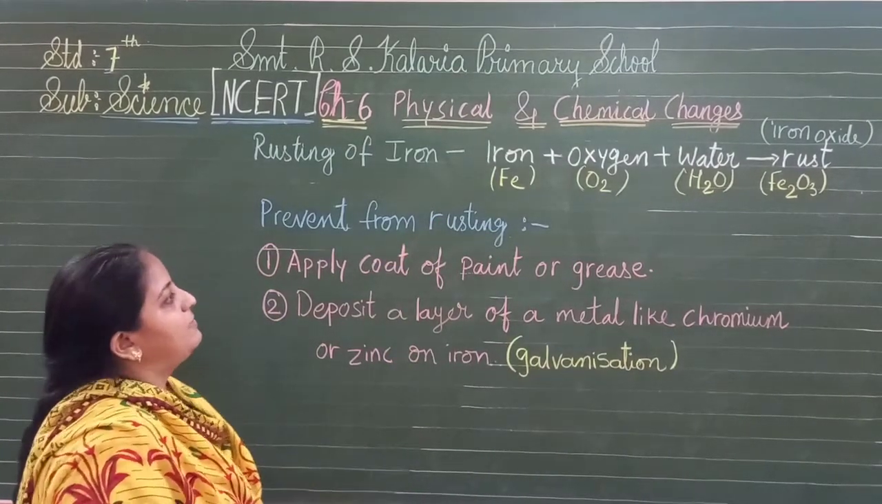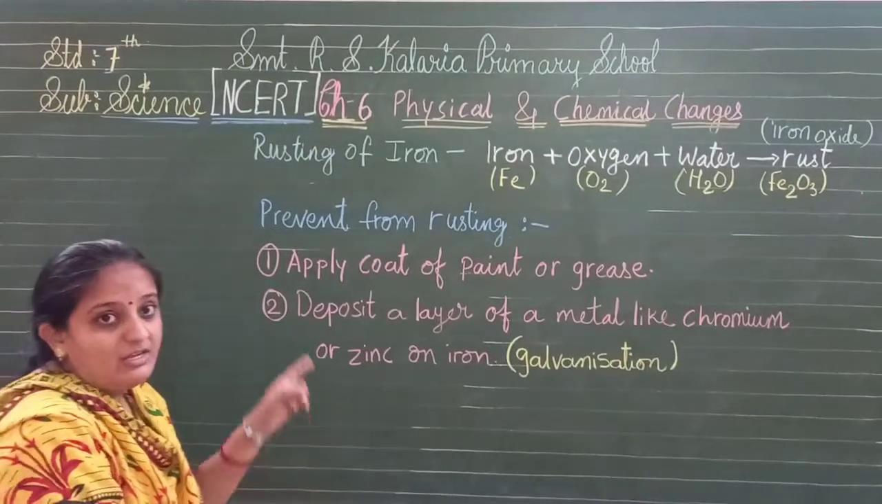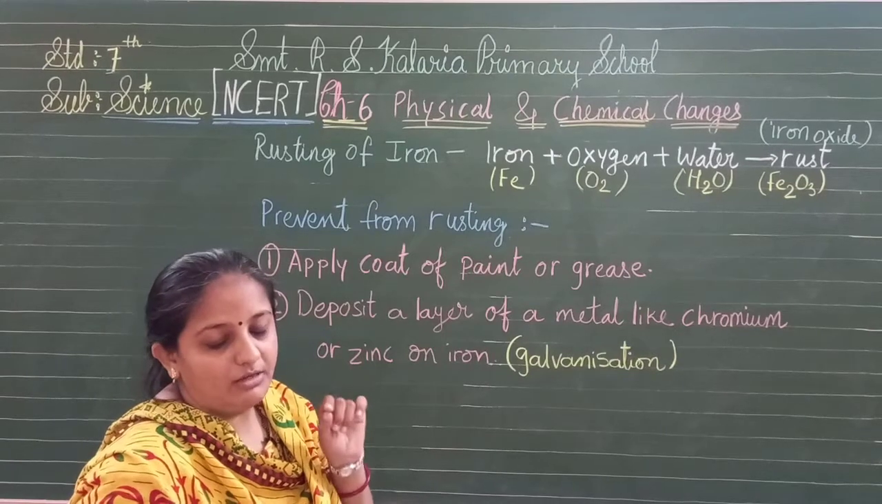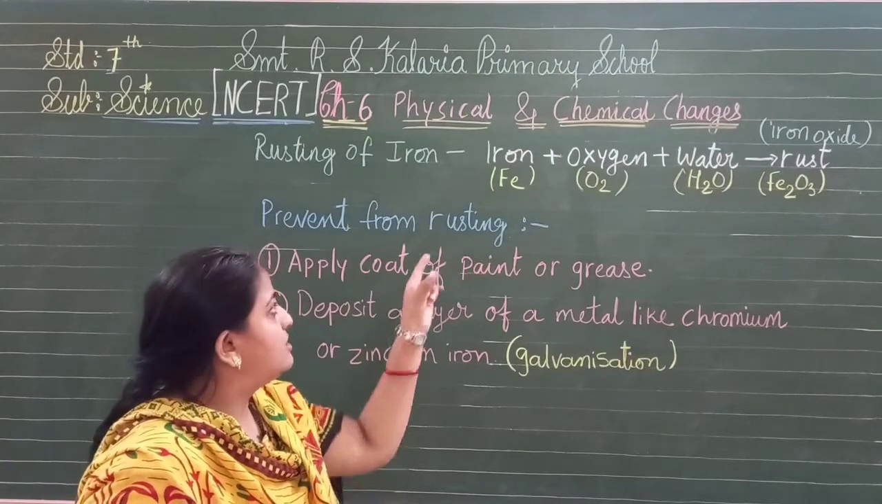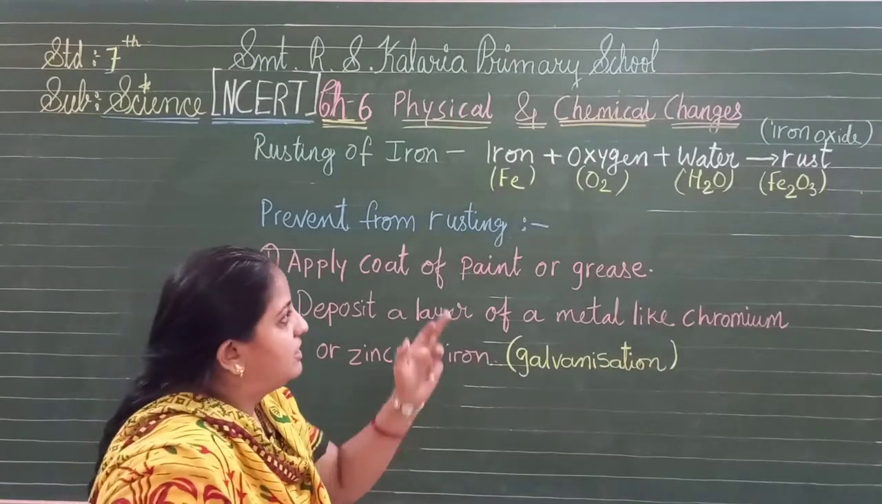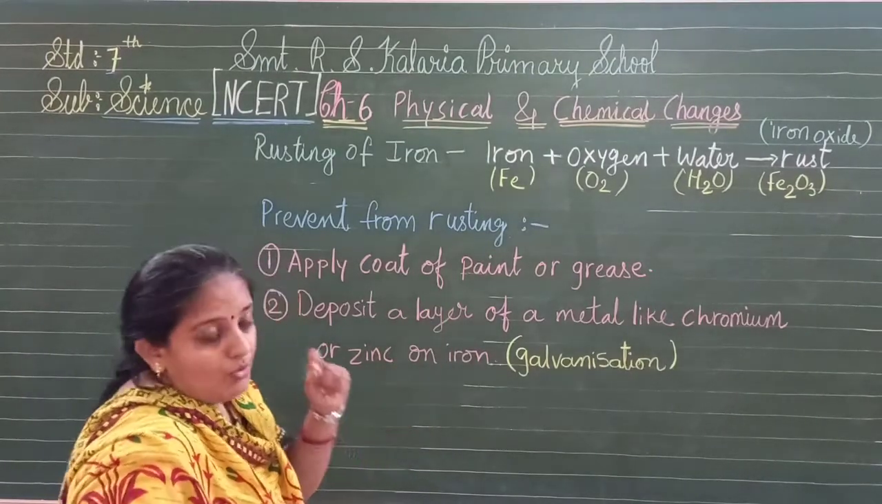We can say Fe plus O2 plus H2O gives rust, that is Fe2O3. We had already learnt the rusting process. Here is the equation of that: iron plus oxygen plus water gives rust, that is iron oxide, Fe2O3.